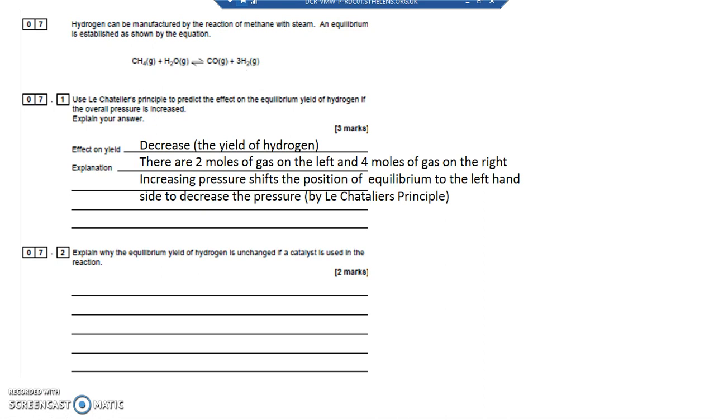Explain why the equilibrium yield of hydrogen is unchanged if a catalyst is used in the reaction. Well, a catalyst speeds up both the forward and the backward reaction, but by the same amount, so you don't get any effect on the position of equilibrium.